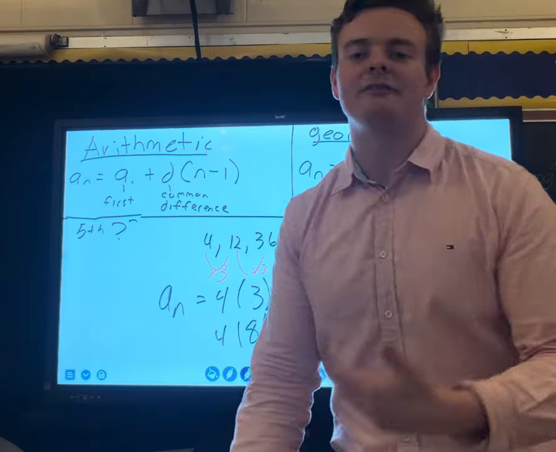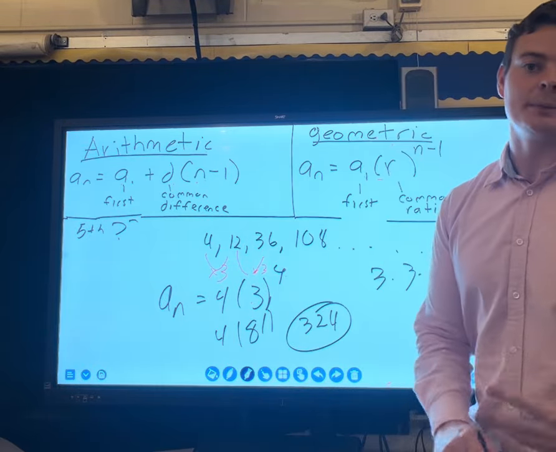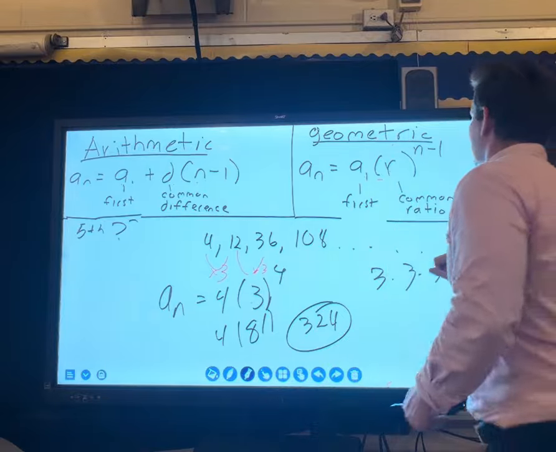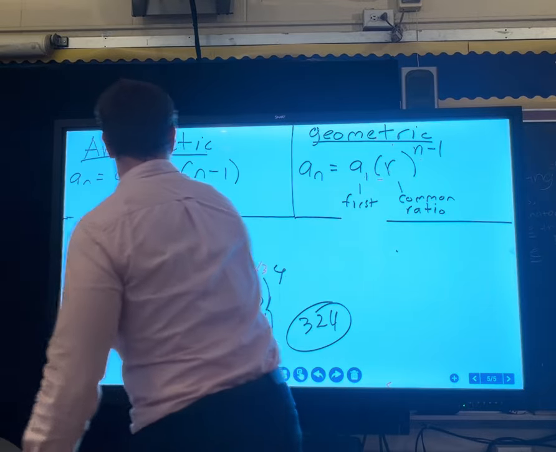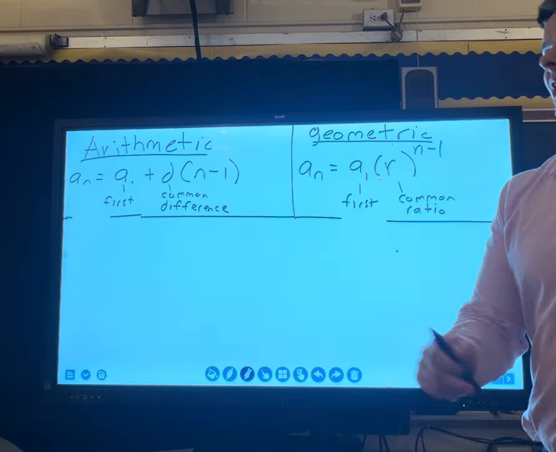And that's the benefit of the formula, is I can plug in any number I want. Well, lastly, the only way this gets a tiny bit more complicated is with this. What if I had this pattern?